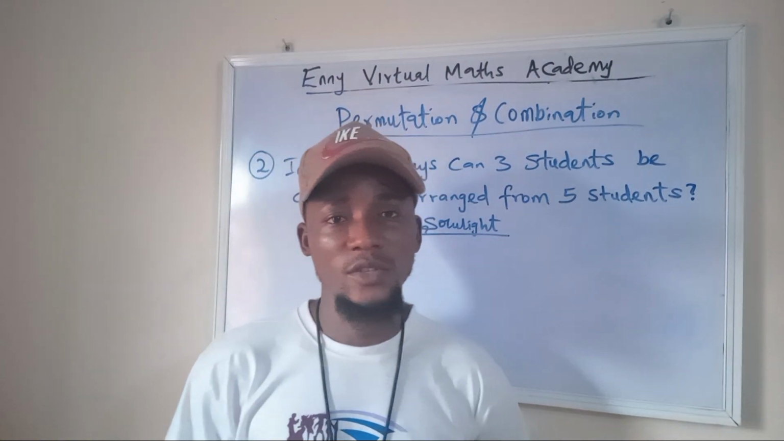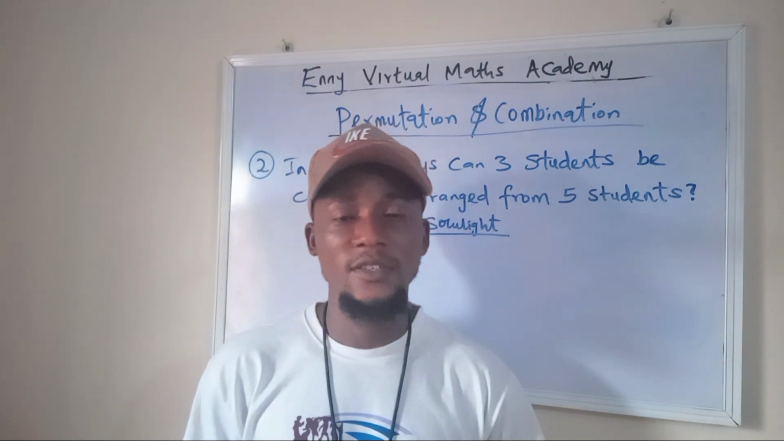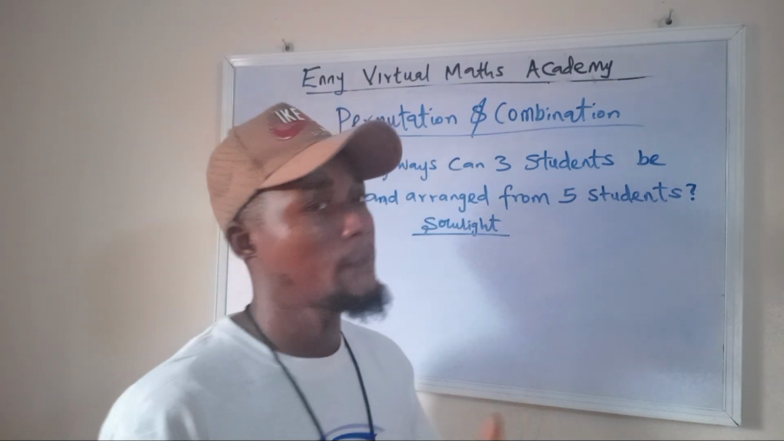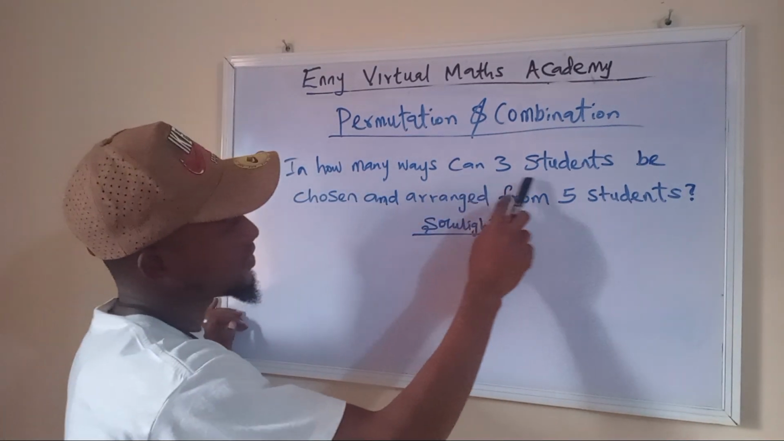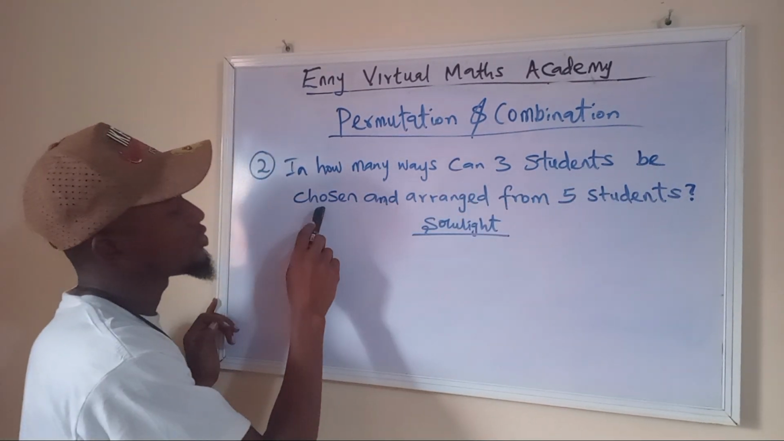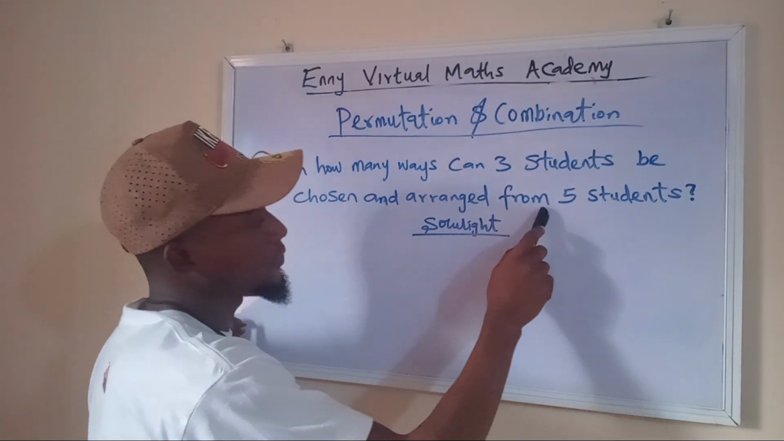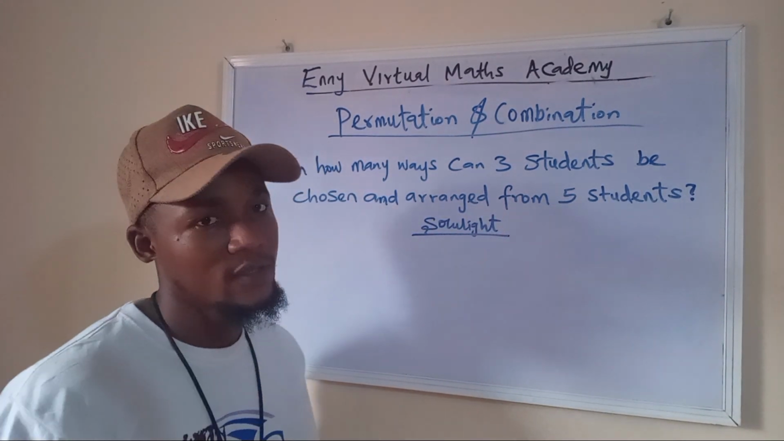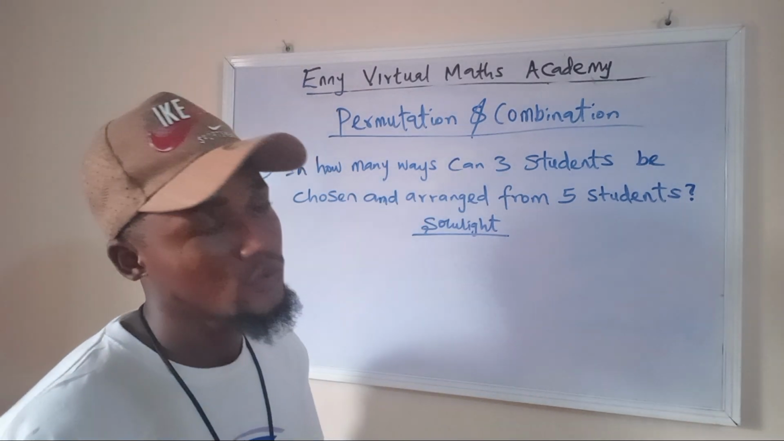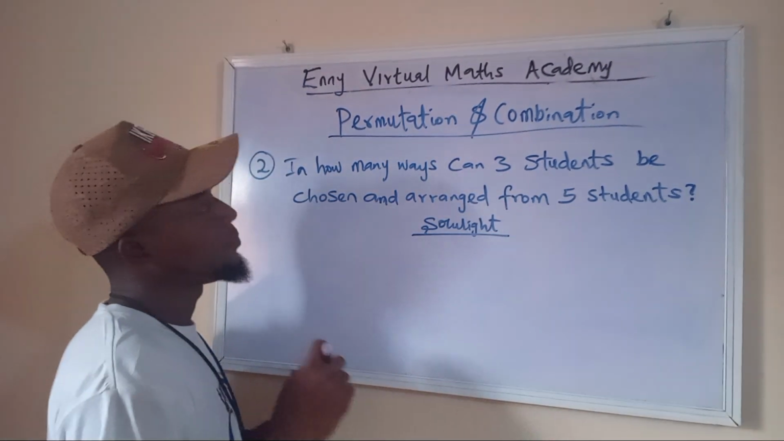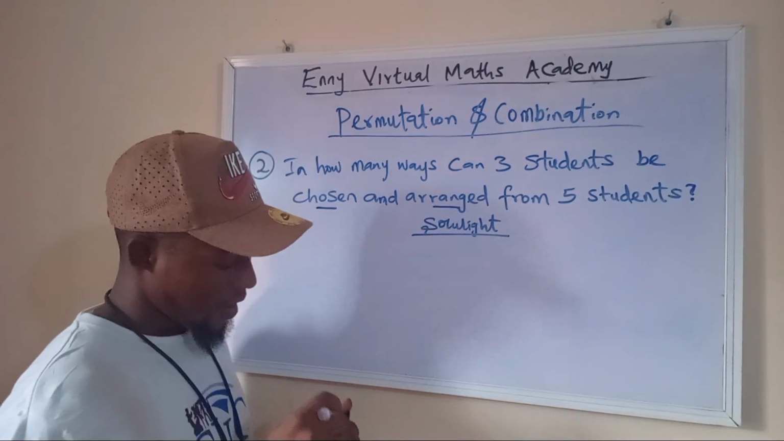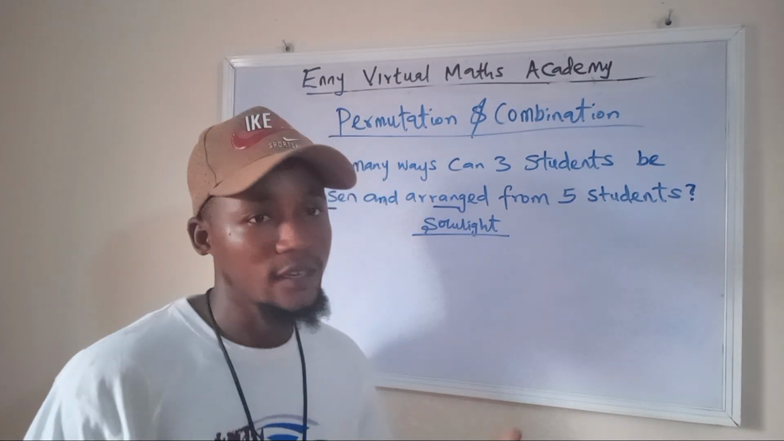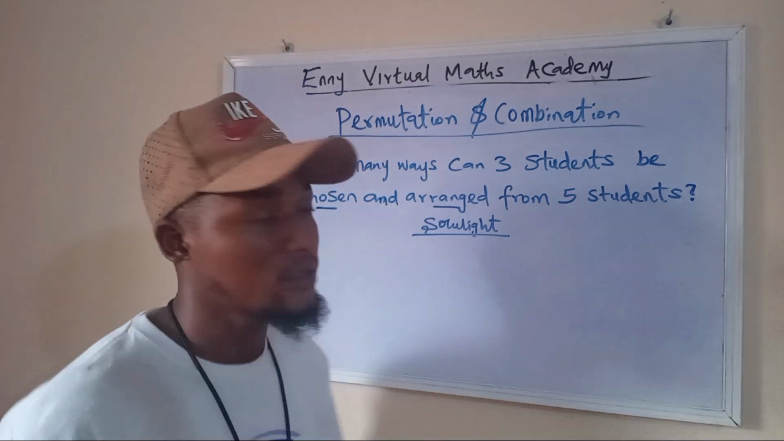This will be our seventh question on permutation and combination, and this will be the first question on permutation. The question says, in how many ways can 3 students be chosen and arranged from 5 students? Now, one thing I want you to note is that under permutation, this and this are very, very likely for them to use in a statement like this.